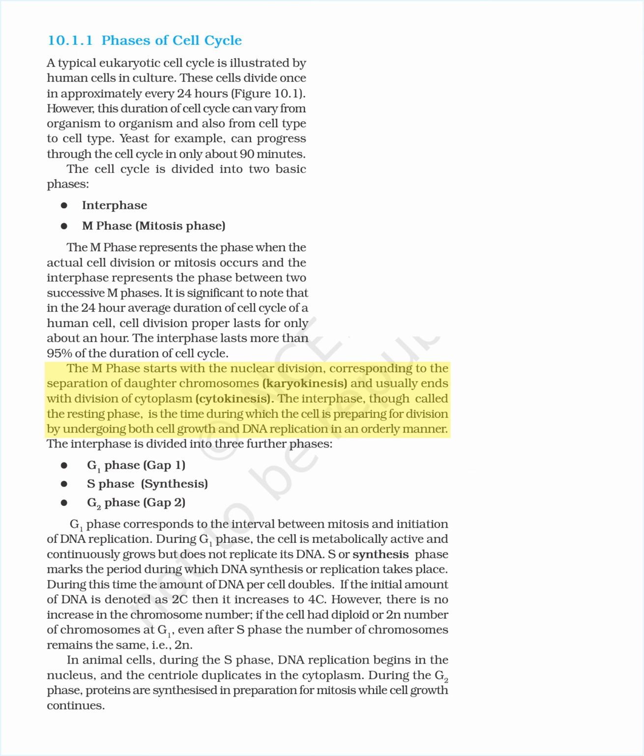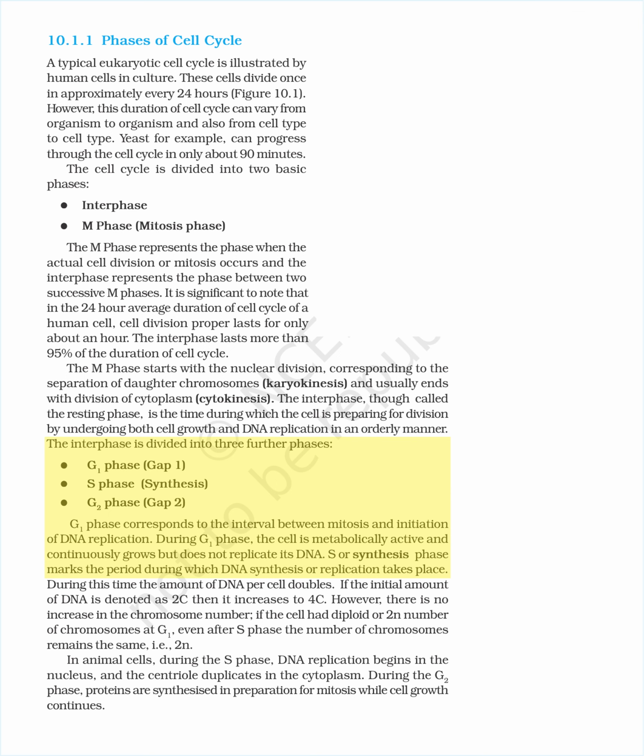The M phase starts with the nuclear division, corresponding to the separation of daughter chromosomes, karyokinesis, and usually ends with division of cytoplasm, cytokinesis. The interphase, though called the resting phase, is the time during which the cell is preparing for division by undergoing both cell growth and DNA replication in an orderly manner. The interphase is divided into three further phases: G1 phase, gap 1, S phase, synthesis, and G2 phase, gap 2.